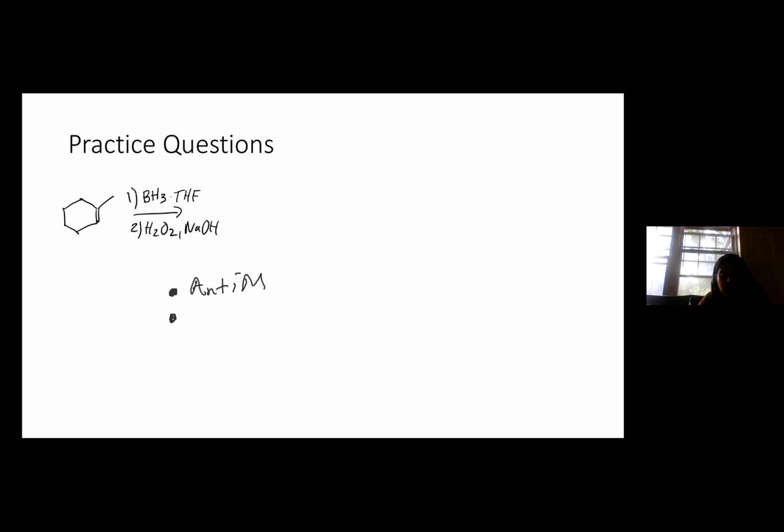We also talked about whether it was syn or anti-addition. Like if it added from the same plane, if both of them are wedges or both dashes, or one is a dash and one is a wedge. So what do you think it is? Is it syn addition or anti-addition? And just to help you out, again, this is sp2 plus BH3, so it's planar. And then this is a concerted mechanism. So is it syn addition or anti-addition?